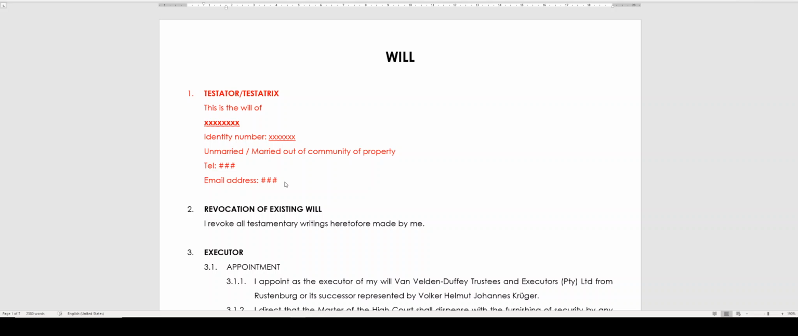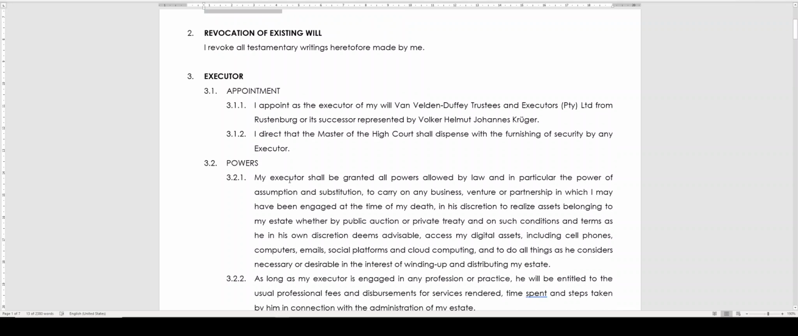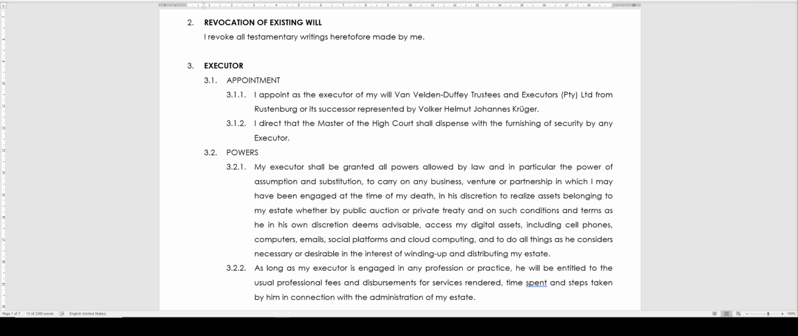Firstly, in paragraph 1, you need to make sure that your full names, identity number, marital status, and also your contact details are correct. In clause 2, we deal with the revocation of existing wills. Now, after signing your new will, any previous wills that you might have signed are cancelled in terms of this clause. It is therefore not necessary to destroy them or even inform anyone who is keeping the previous will in safe custody.